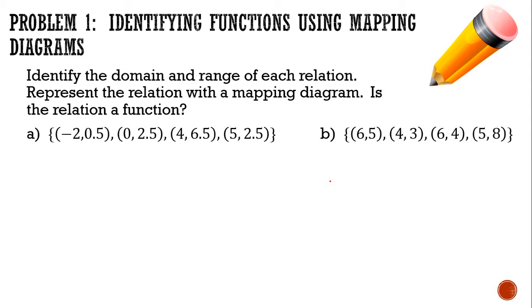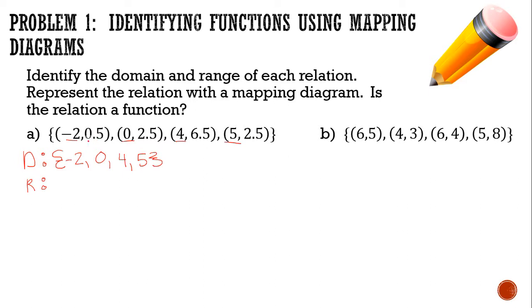Let's take a look at problem 1, which is on identifying functions using mapping diagrams. We need to identify the domain and range and then represent the relation with a mapping diagram. A relation is just x's and y's paired together. We need to then say, is the relation a function? First, let's identify my domain, which I'm going to call capital D, and my range. My domain is the x values, so my domain is -2, 0, 4, and 5.